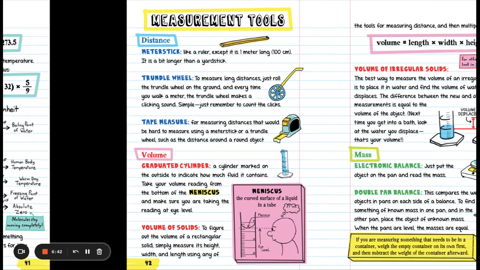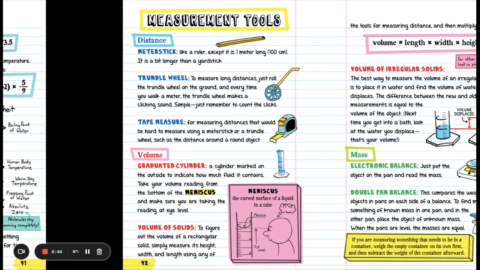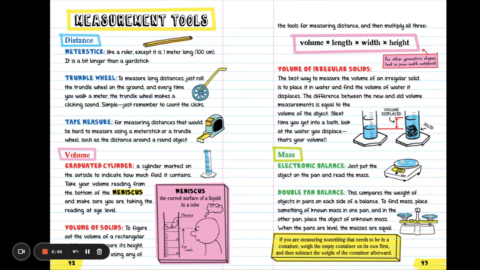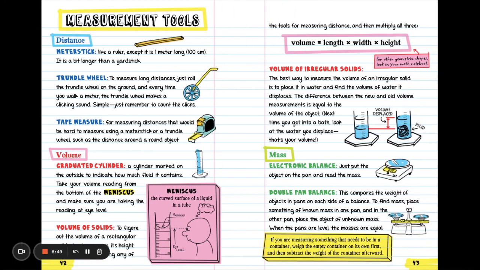Volume of solids. To figure out the volume of a rectangular solid, simply measure its height, width, and length using any of the tools for measuring distance, and then multiply all three. Volume equals length times width times height. For other geometric shapes, you'll have to look at your math notebook.